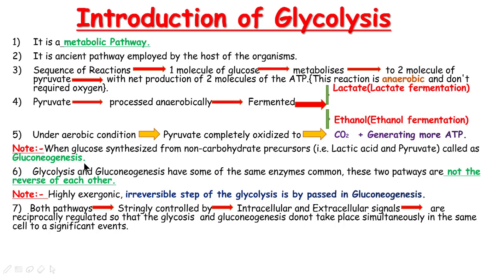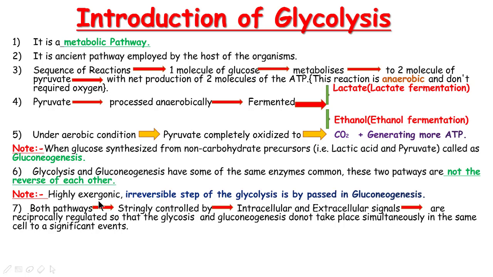What do you mean by gluconeogenesis? Gluco means glucose, neo means new, genesis means formation of a new molecule, right? So gluconeogenesis is the formation of new glucose molecules from non-carbohydrate precursors. Glycolysis and gluconeogenesis share some common enzymes, but the two pathways are not the reverse of each other. It means if glycolysis is taking place, then gluconeogenesis will not take place, and if gluconeogenesis occurs, then glycolysis won't occur.